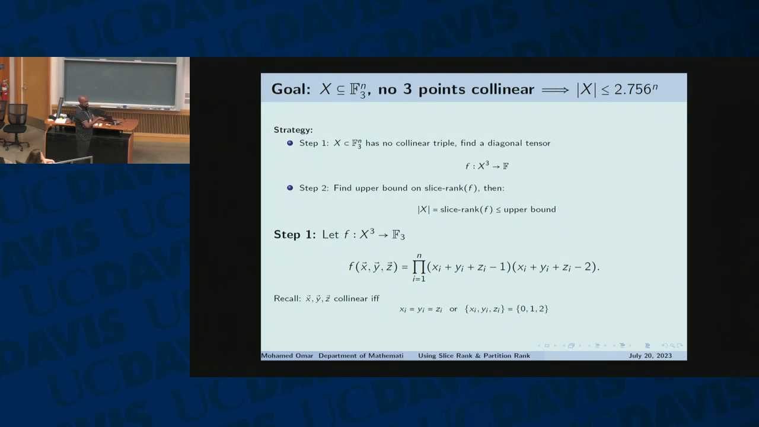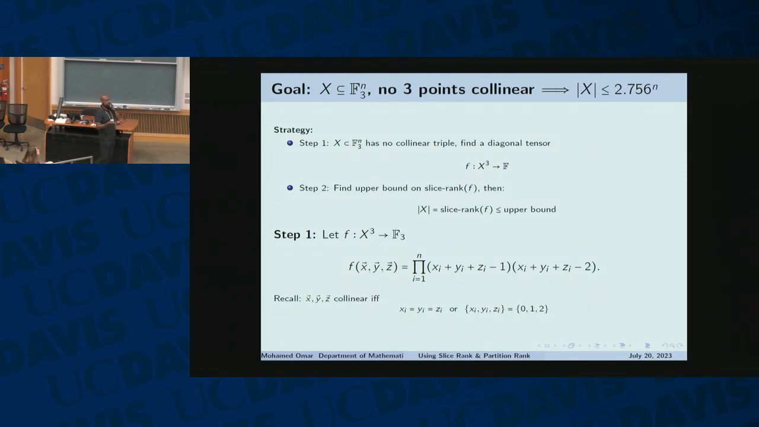So let's analyze this a little bit and get a sense of what's going on. So you have a function from the threefold product of this set. And the function does something like this. For any given i, it adds up the ith coordinate of each of the vectors, subtracts 1, does that again and subtracts 2, multiplies all of these, and that's it. And I want to give you a reminder that 3 points in this space are collinear if and only if they're equal in every coordinate or different in every coordinate.